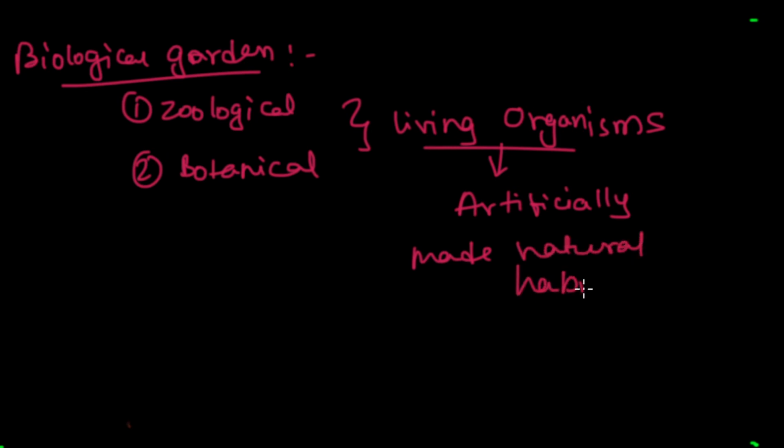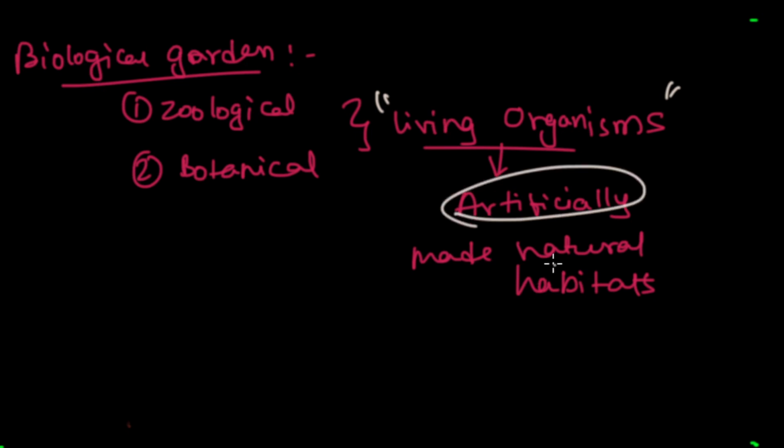So what is this word? Artificially made natural habitat. See, these living organisms are kept under the natural habitats which they live in, and they are provided with food and they are taken great care of. Okay, these are artificially created by man, but they try to replicate the natural habitats of the organism. So, botanical gardens include plant species.